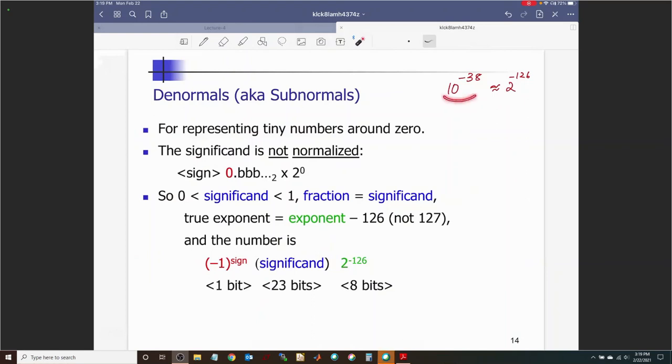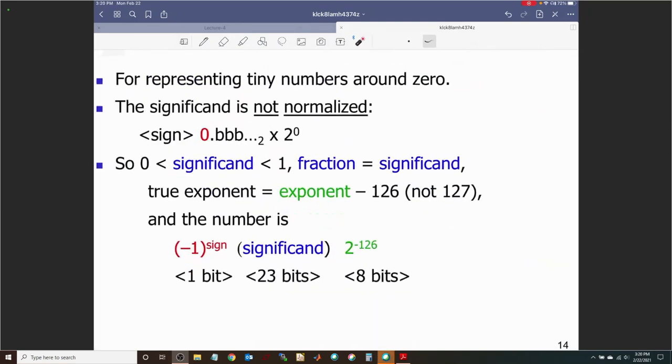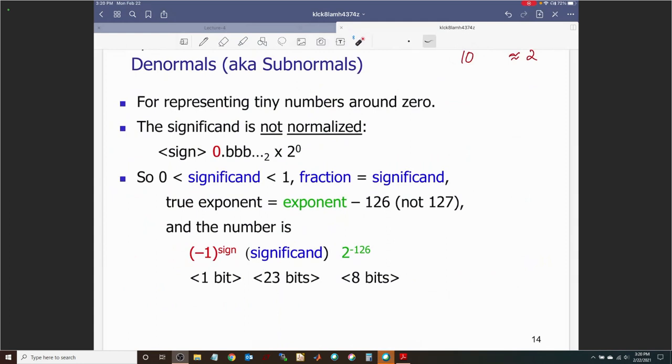What if I needed 10 raised to 39? What if I needed 10 raised to 40? What if I needed 10 raised to 41? Numbers that are tinier than this, I can use denormals to represent. What is the change? Let us give up on that 24th bit of that fraction field. Earlier we had a 1 as the integer part of the significand. Now we are not going to normalize it, and that's why we call it denormal or subnormal.